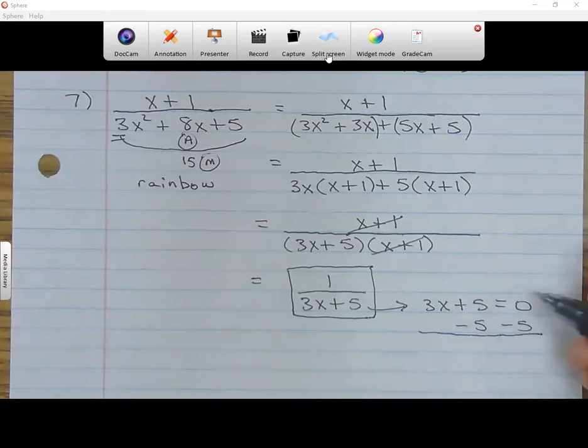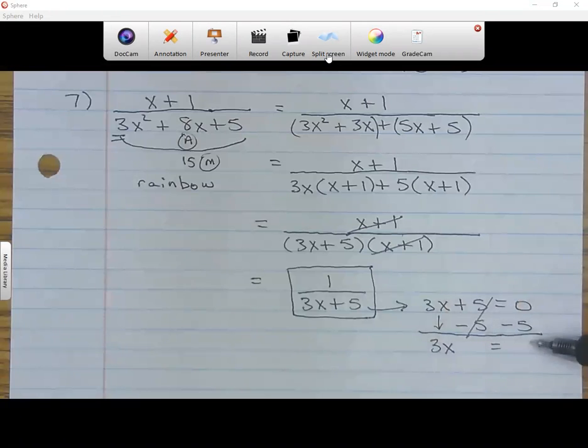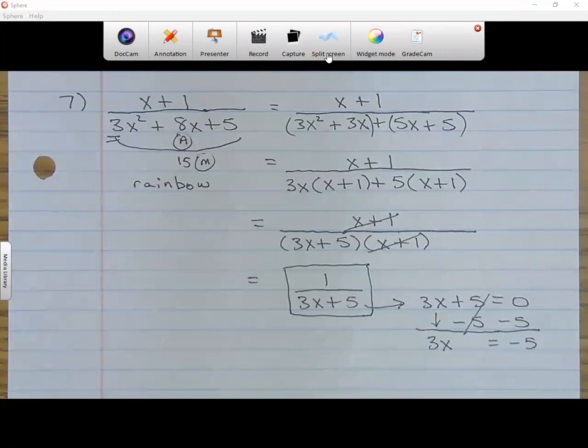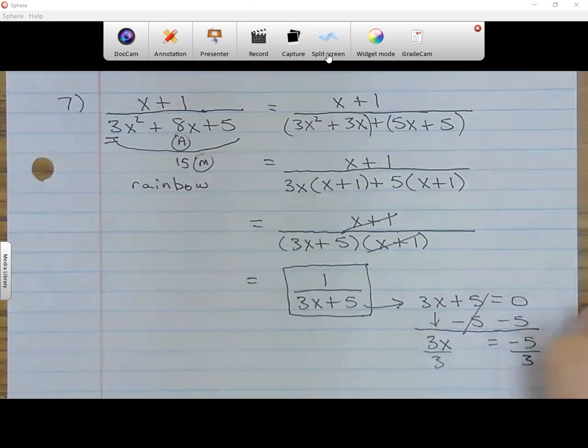So over here, the 5 minus 5s are going to cancel. The 3x gets brought down. And the equal sign. 0 minus 5 is negative 5, right? So now I just have 3x is equal to negative 5. And then the last thing I do is, since this 3 is being multiplied by this x, I do the opposite of multiplication. And the opposite of multiply is divide, right? I'm going to divide both sides by 3. And then I get x is negative 5/3.